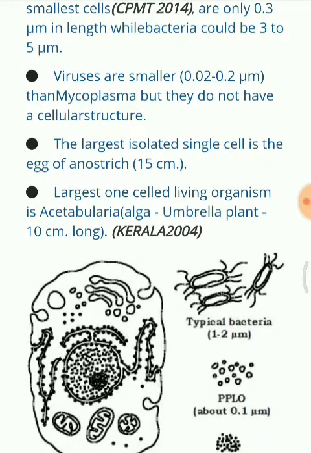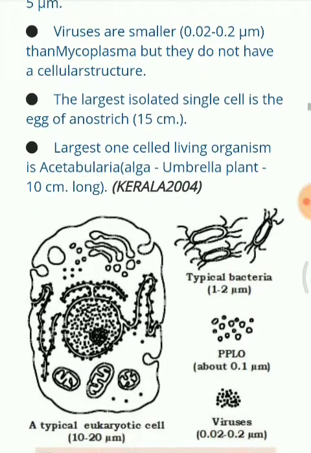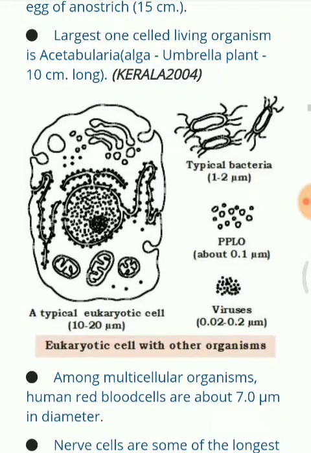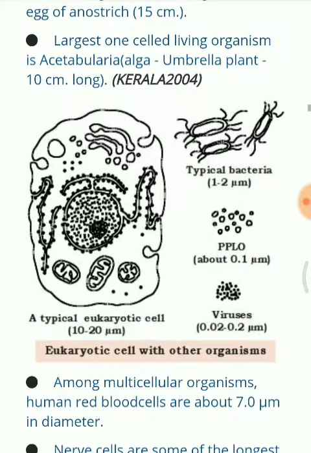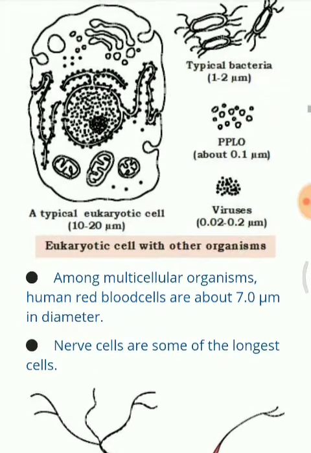The largest isolated single cell is the egg of an ostrich, 15 centimeters. The largest single-celled living organism is the Acetabularia alga, the umbrella plant, 10 centimeters long. Okay, this diagram is very important. A typical eukaryotic cell is 10 to 20 micrometers. A typical bacterium is 1 to 2 micrometers. PPLO is 0.1 micrometer. Virus is 0.02 to 0.2 micrometers. So typically viruses are among the smallest.